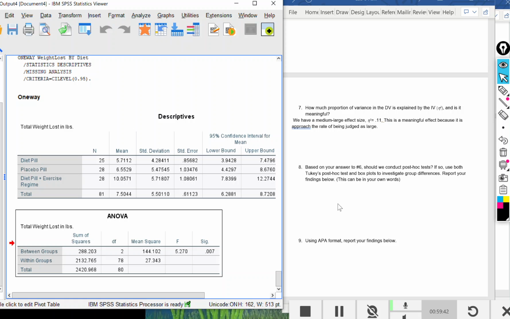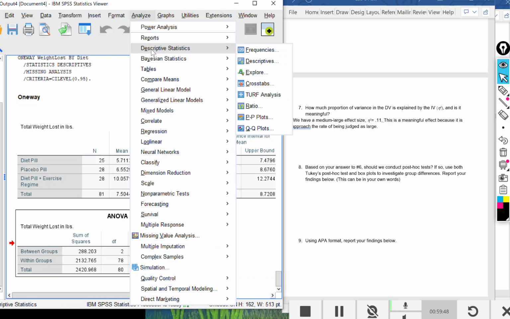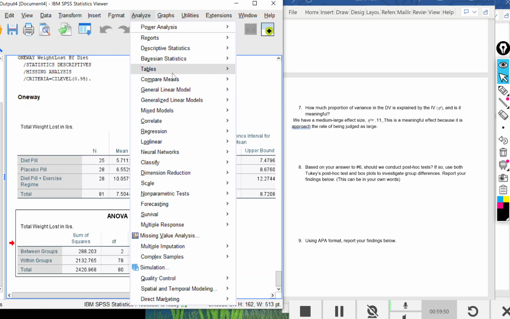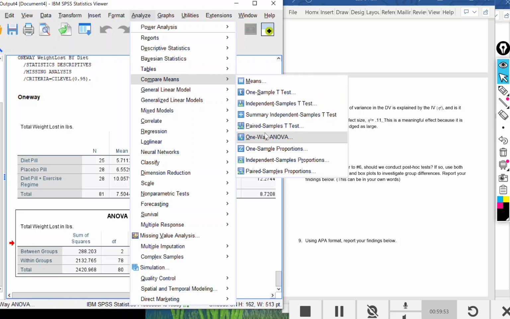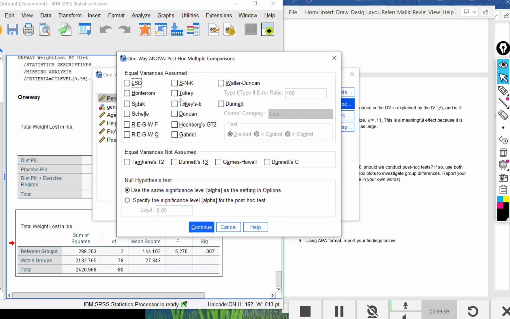Next thing that we need to do is the Tukey test. So let's go ahead and go into here, analyze, and we're going to go into compare means, ANOVA. Oops. We're going to go into post hoc, and we're going to type in Games-Howell.